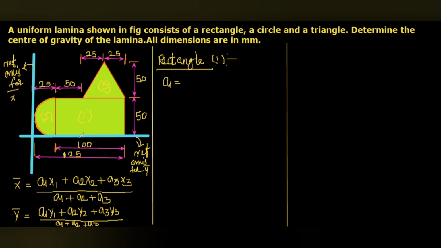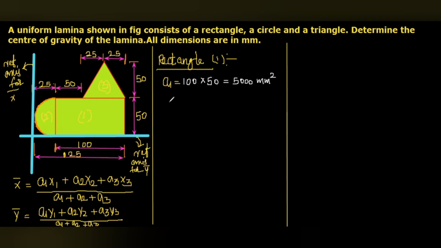Here you can see this rectangle has the linear dimension on the x-axis, that is 100, and the vertical dimension on the y-axis, that is 50. So it will be the multiplication of 100 multiplied with 50. That means we can write 5000 mm square.